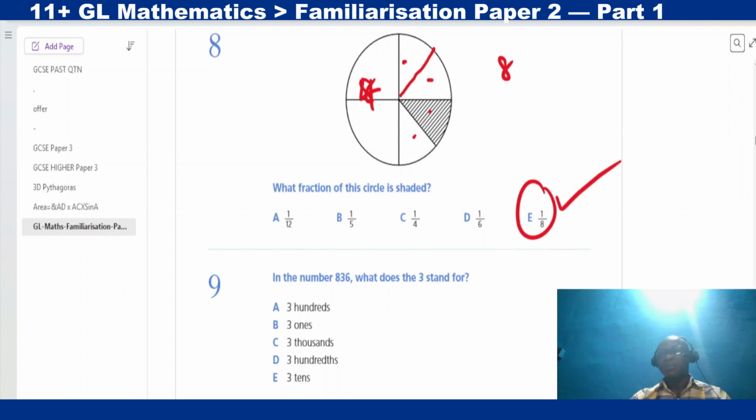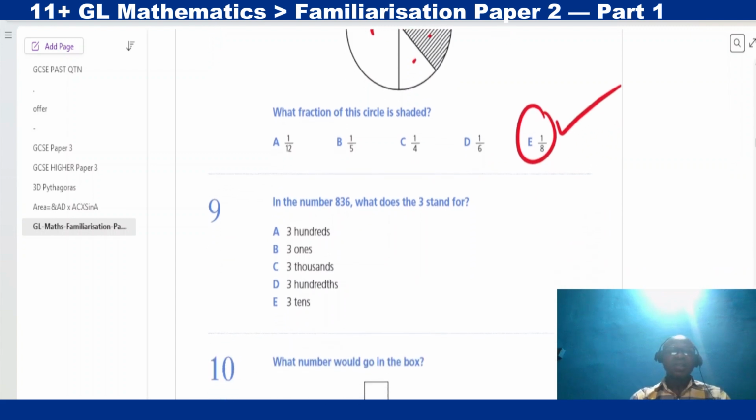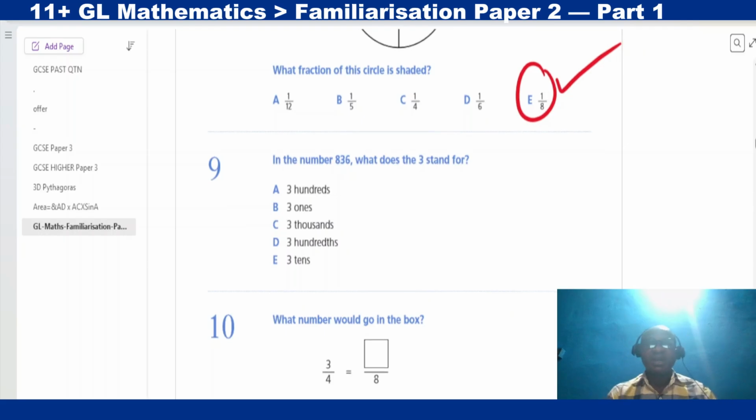All right, let's come to question number 9. You say, in the number 836, what does 3 represent? 3 is the second digit, okay? So that is called the tens, okay? Therefore, that is 3 tens, option E.